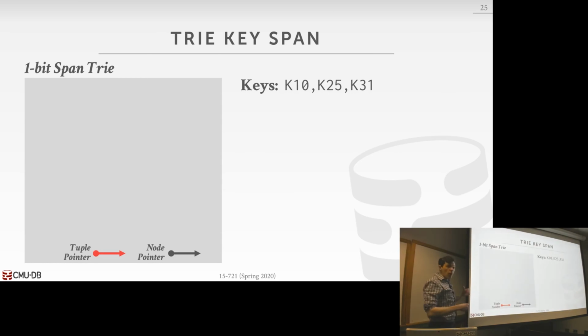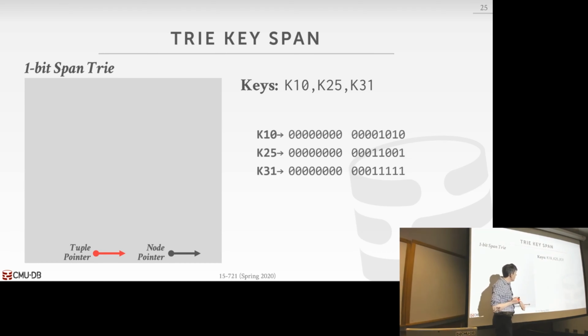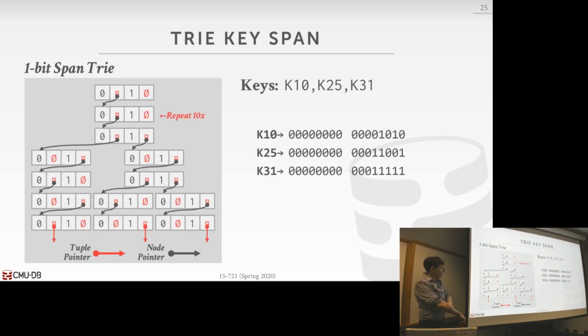Let's say the simplest trie is a 1-bit trie. That means every single node represents a 1-bit digit. It's either 0 or 1. Say we wanted to store the keys 10, 25, and 31. We would represent them in binary form like this. In actuality, they'd probably be 32-bit or 64-bit keys. We'll keep it simple and say it's 16-bit, so we have two bytes representing each key. So our trie looks like this.